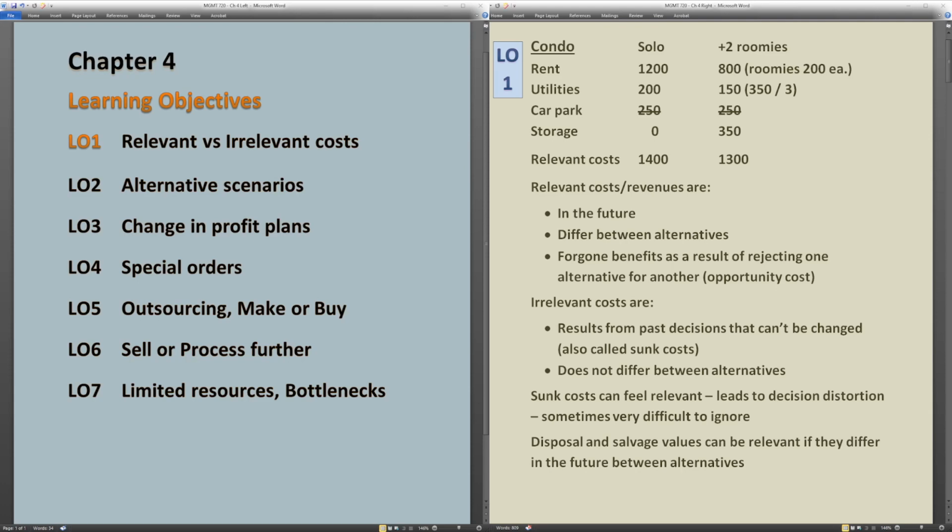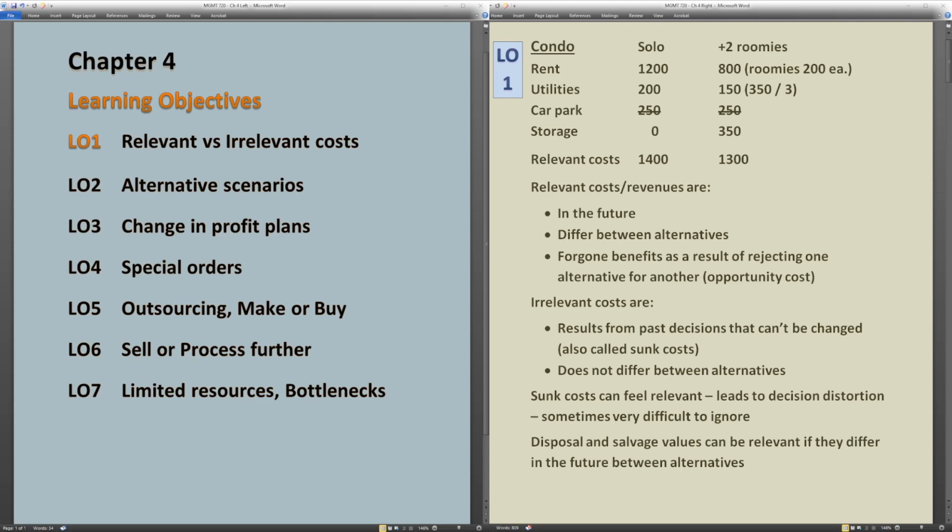Let's say you are renting a condo, and if you rent it solo, your rent would be $1,200, your utilities would be $200. There is one car park that comes along with this condo, or there's one potential car park, but you have to pay extra. And you have an alternative of bringing in two roommates. If you have two roommates, well, you're the primary renter, so you would be paying the majority of it. You'd have the main bedroom with the bathroom, and the roomies would have to share a bathroom, so they're paying less, basically. You're paying $800, your roomies are paying $200 each.